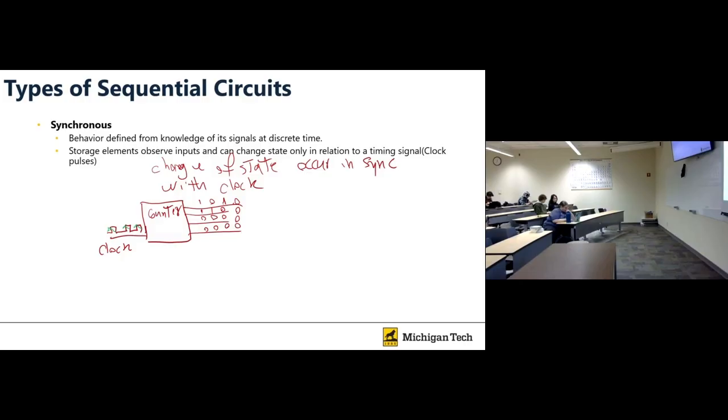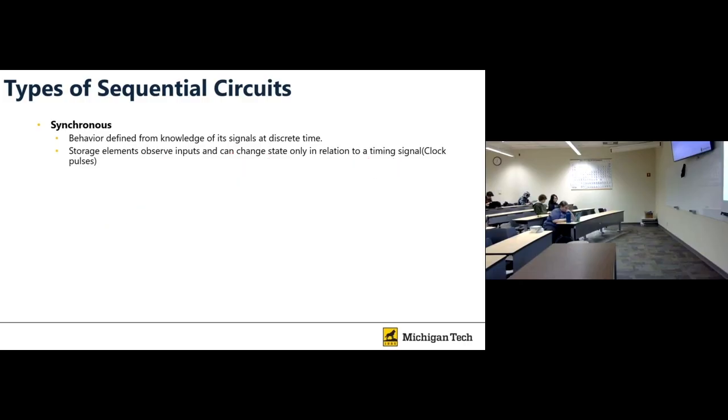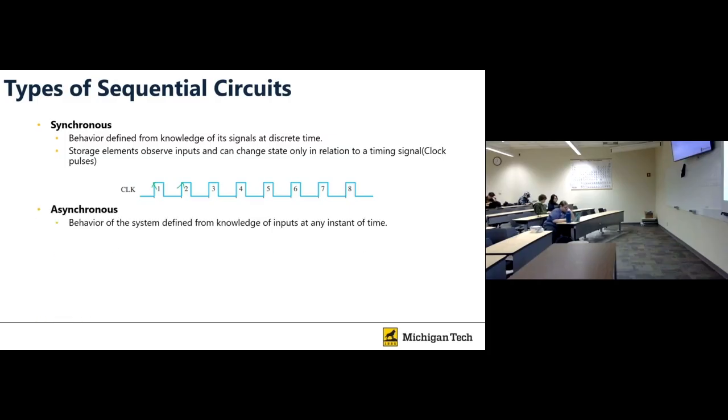So that's the clock that we talked about, and the rising edge is an important part. Making decisions is based on this edge. And in asynchronous systems, we don't have this clock. So the behavior of the system is defined from the knowledge of the input.